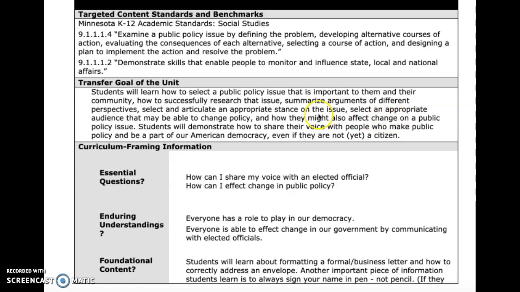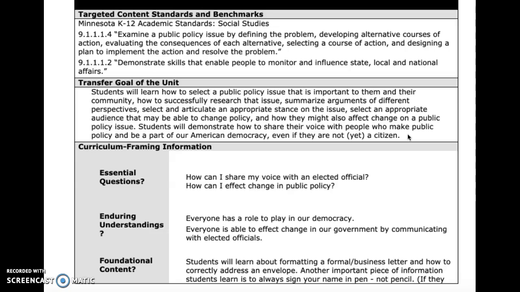They will share how they might be able to affect change on that issue. So asking the person in that part of government to take a specific action that would solve the problem, and then stating how they could also get involved with this issue in their community. Finally, students will demonstrate how to share their voice with the people who can make public policy and be a part of our American democracy, even if they are not yet a citizen.